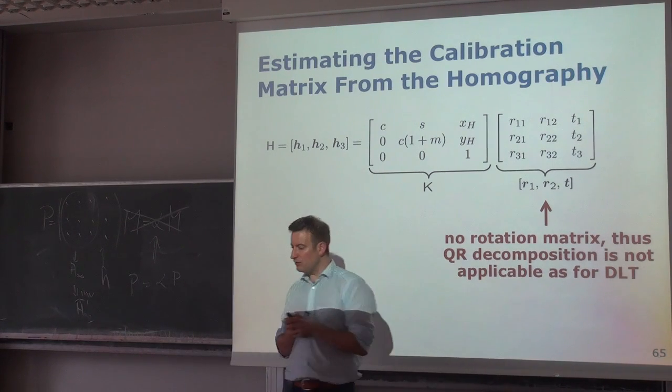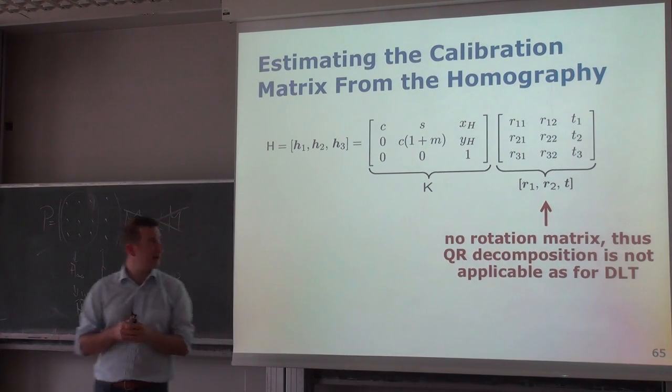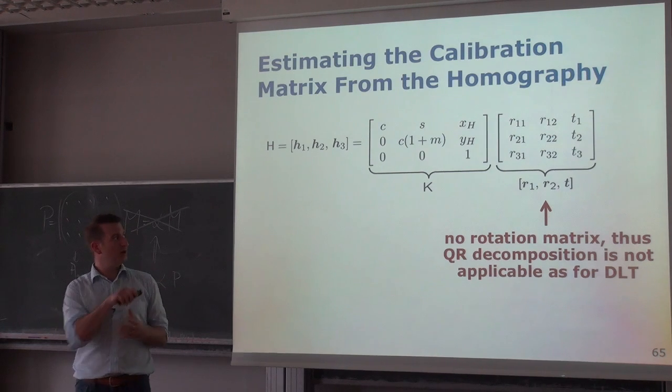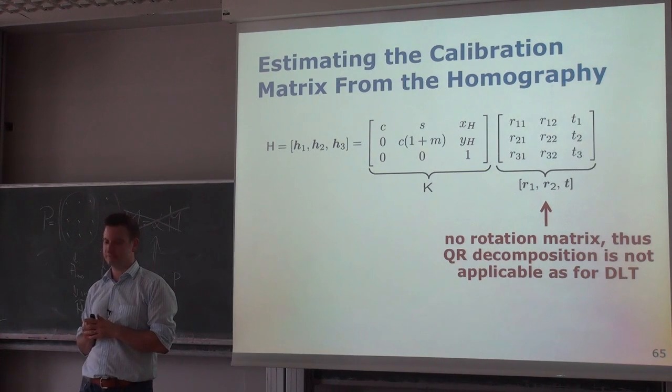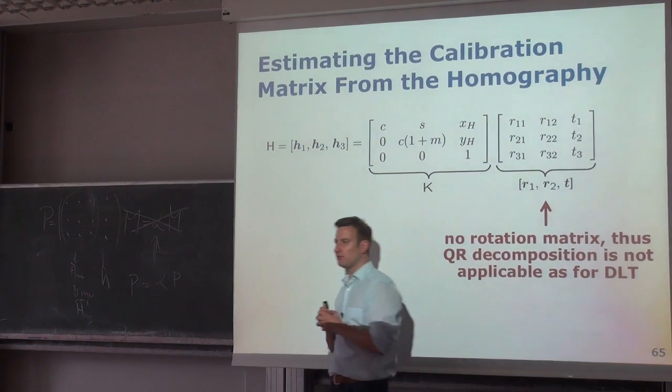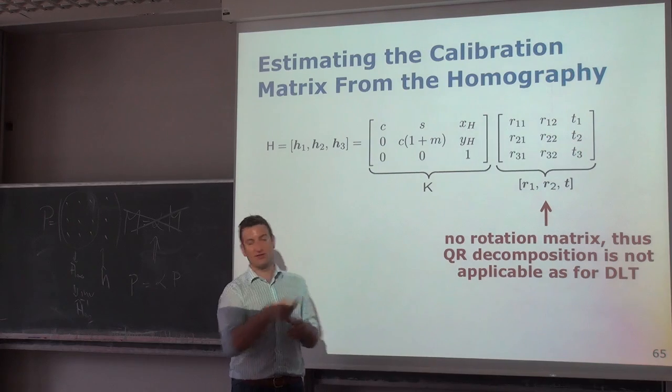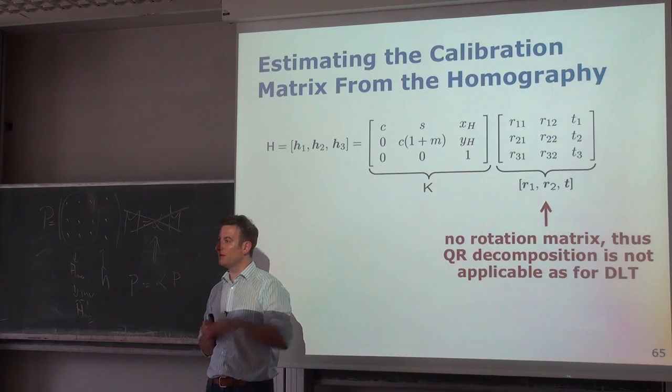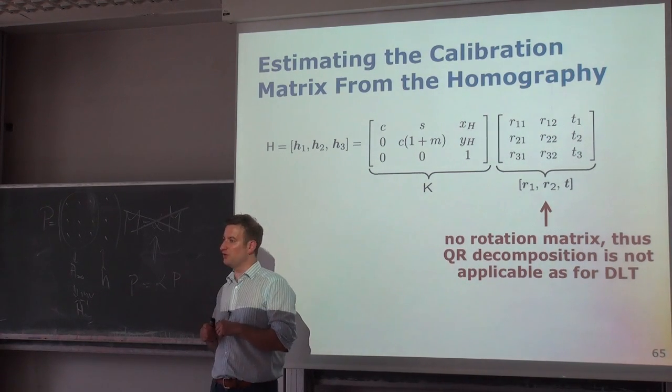and say, okay, what we now need to do is compute from matrix H. So we computed H. We want to estimate all the individual parameters. One of the things is we can't do the trick with the QR decomposition now because this matrix is not a rotation matrix anymore. So we can't just apply the QR decomposition as we did before.